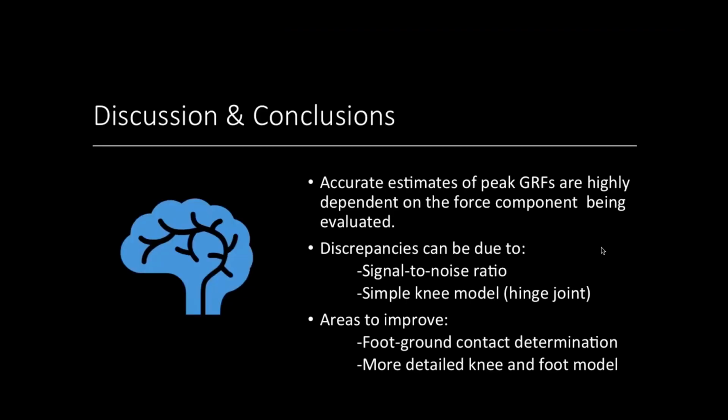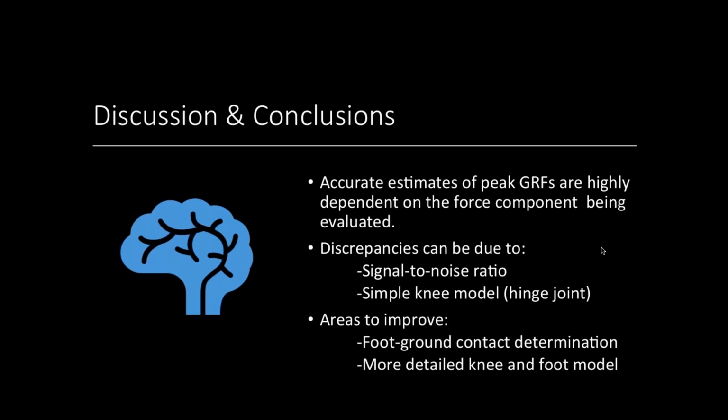So as for the discussion and conclusion, the estimation of the peak ground reaction forces is highly dependent on the force component. Vertical is good, while anterior-posterior and medial-lateral vary. This can be due to the signal-to-noise ratio, or because we used a simple knee model, a hinge model, and a foot model that, as I mentioned, did also include inversion-eversion.